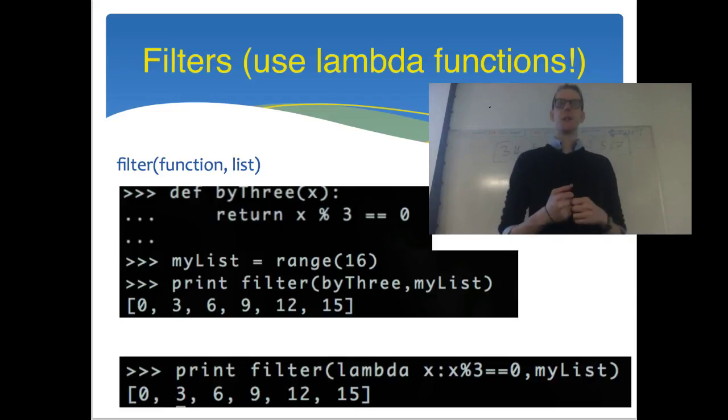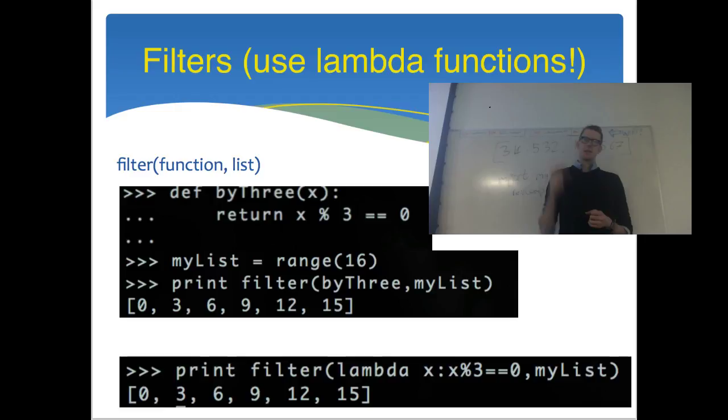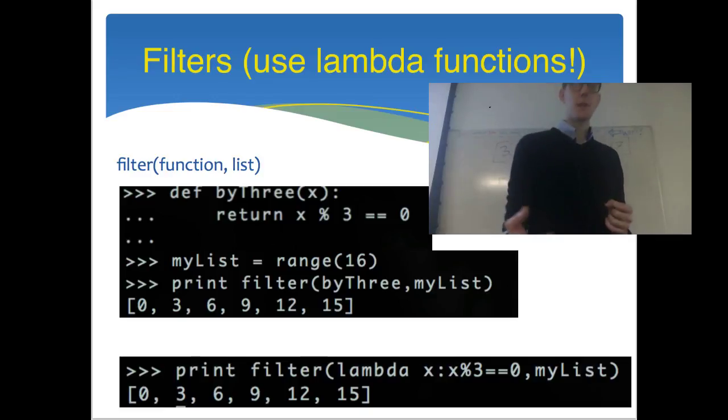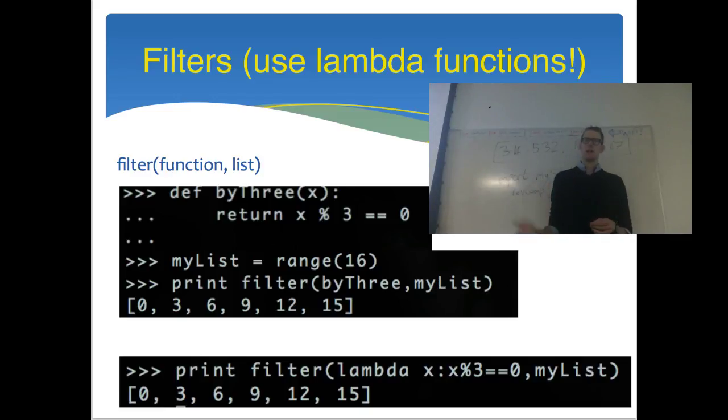So what filter does is it takes a function and applies it to every value in a list and only returns the values where the function returns true. So for our by3 function, what that will do is go through our list and only include in the output list elements that are divisible by 3.